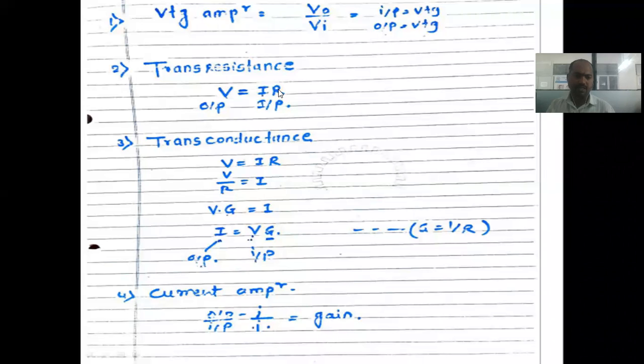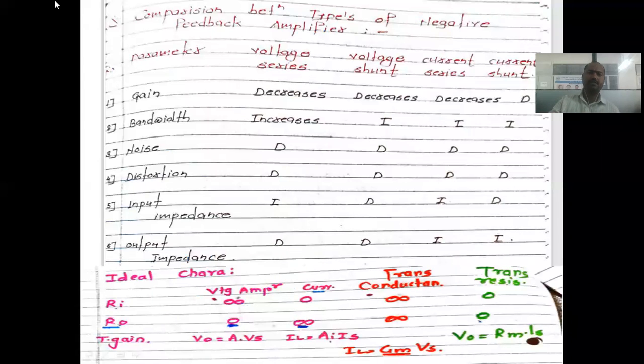And for the trans-resistance and trans-conductance amplifiers, it doesn't have gain, it has some resistance, that's why it has a particular equation. This is the resistance and this is the conductance, right? See, we have been discussing the comparative part with respect to the four types of amplifier configuration.